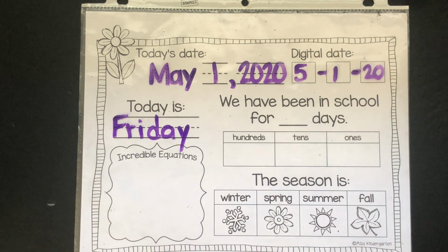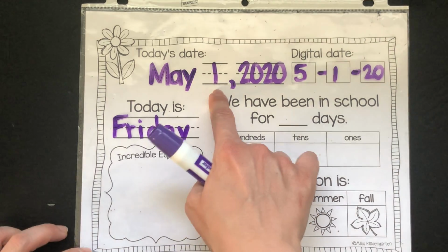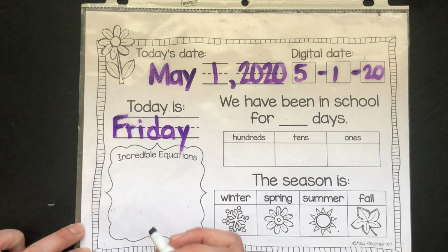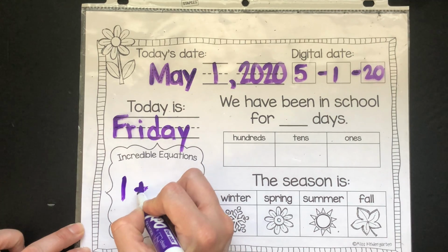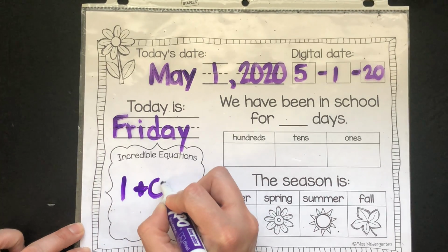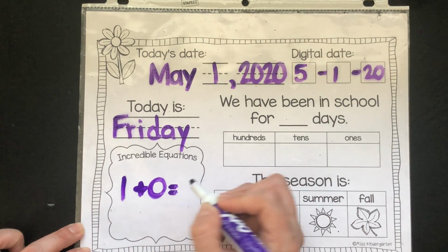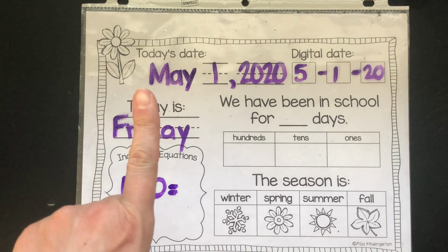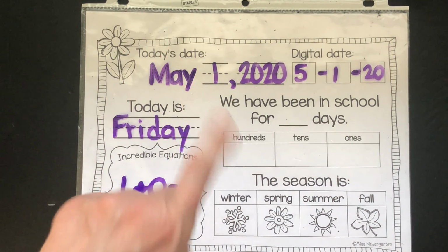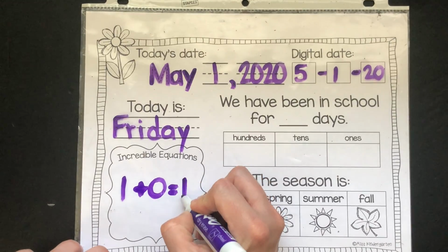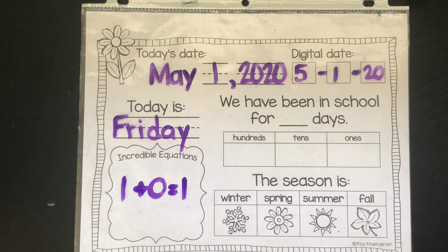We're gonna do an incredible equation. Well, today we have to equal one. We're gonna be adding, so ready? One plus zero equals, well, let's see, if I have one and I don't add anything to it, what do I have? I still have one. And that's our incredible equation today to get an answer of one.